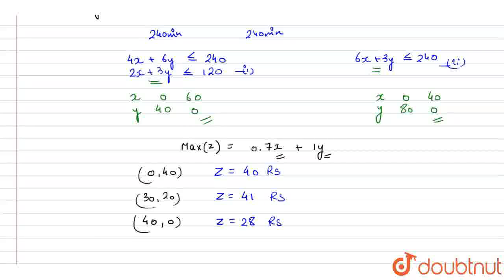So we see that the maximum profit is at coordinates (30, 20). So therefore it is given that screw A will be 30 and screw B will be 20 for maximum profit.